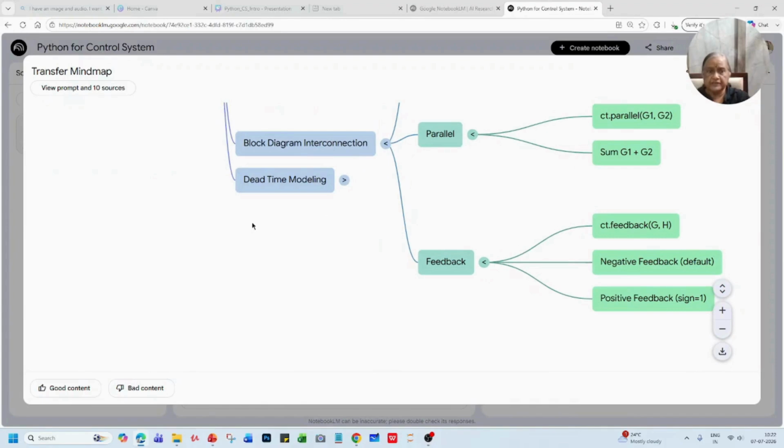So this is how it is done. Another important factor that has to be considered is the dead time. What is this dead time? Let me first explain what this dead time is and how it is modeled in the transfer function.